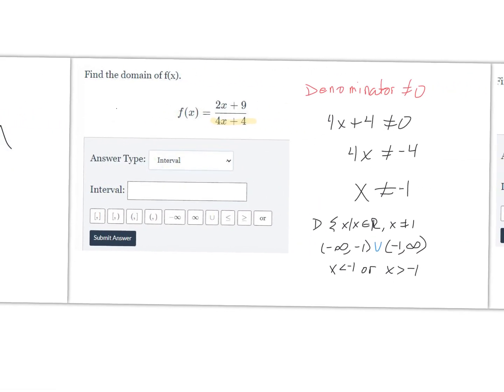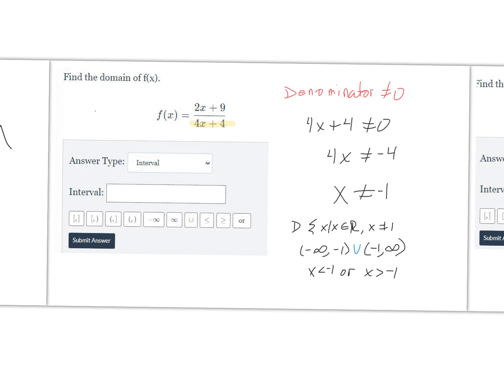All right, this one wants us to identify the domain. We have a function, f of x equals 2x plus 9 divided by 4x plus 4. Well, in this rational function, you cannot have a denominator of 0. So to determine the domain, it can be any x values as long as we do not end up with a 0 in the denominator. So what we're going to do is set the denominator equal to 0. So 4x plus 4 cannot equal 0. We'll work it out like an equation. It says 4x equals negative 4. Then we would divide by 4, and we see that x cannot equal negative 1.